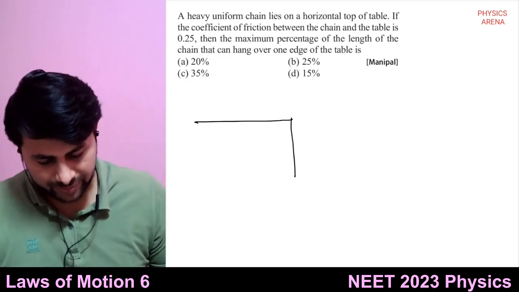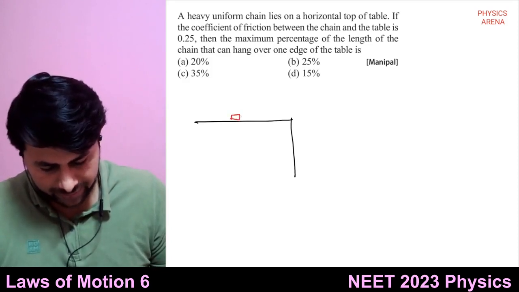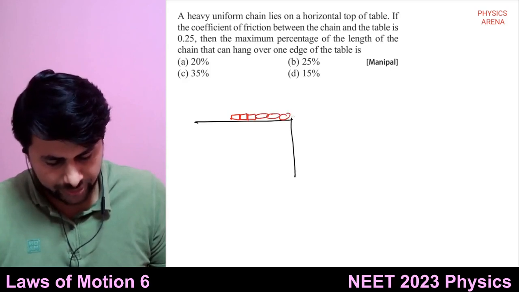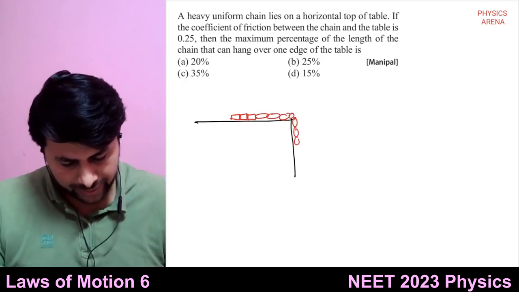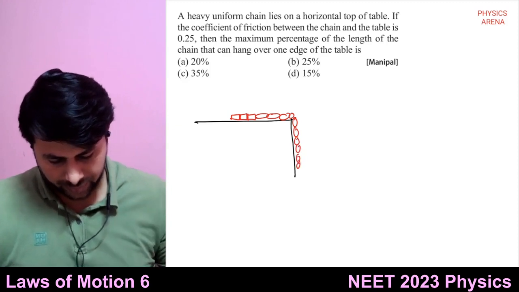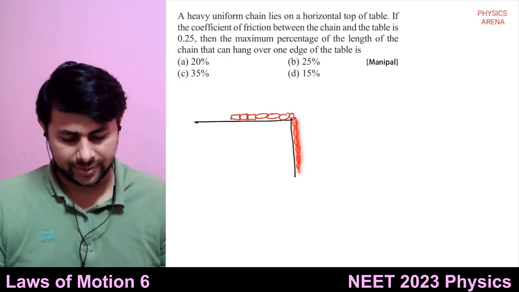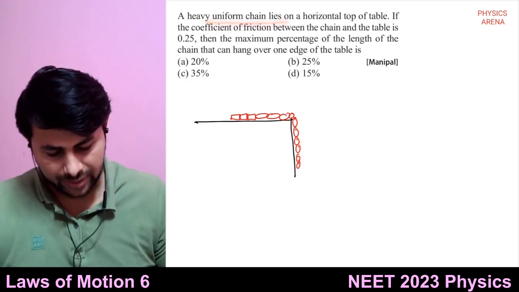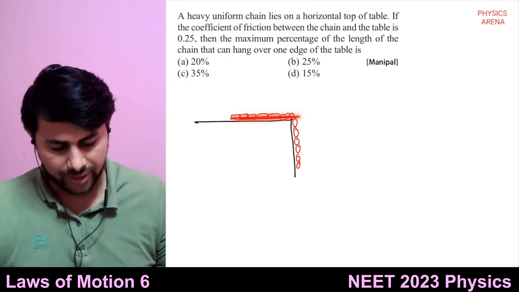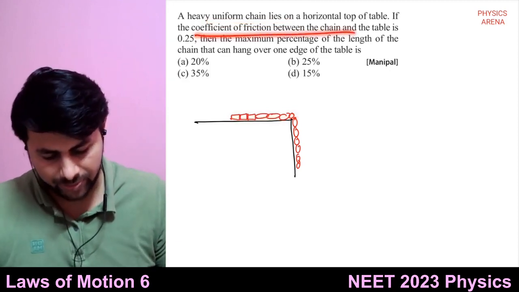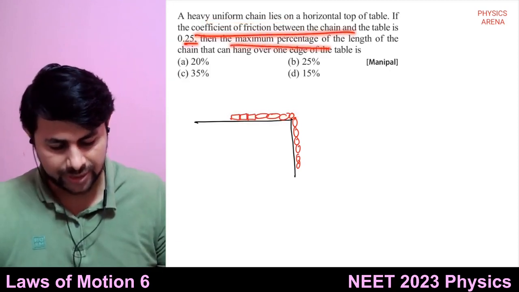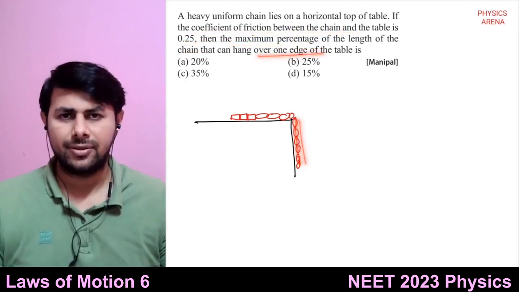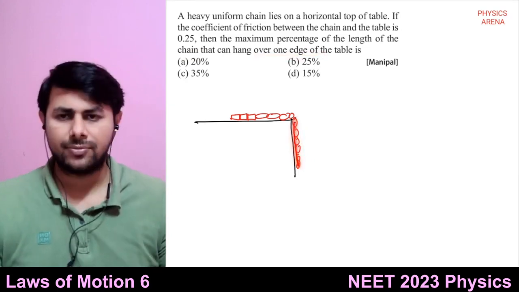Okay, other exams. So there is a chain like this. I will just fast forward the drawing process. This is the chain. So its one end is hanging like this. So what's given? A heavy uniform chain lies on horizontal top of table. If coefficient of friction is given, then the maximum percentage of length of chain that can hang over one end, that we have to find out.